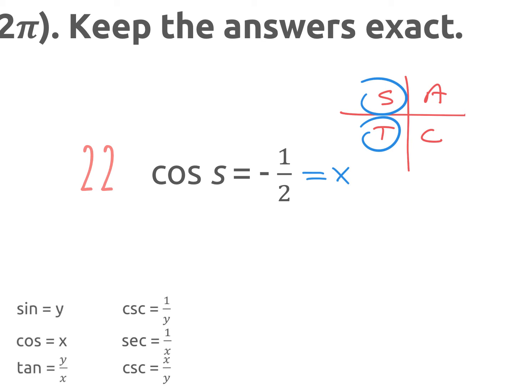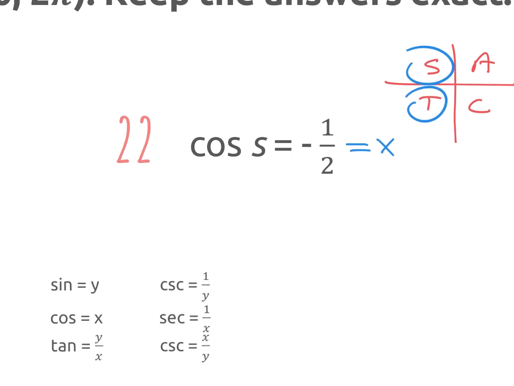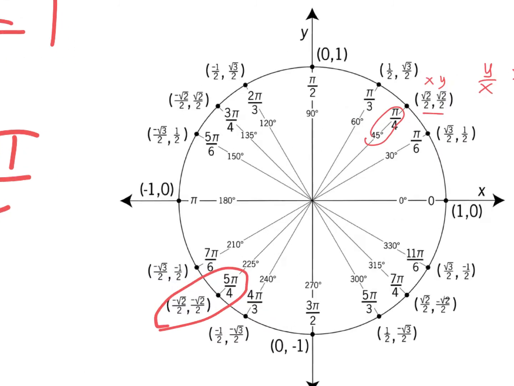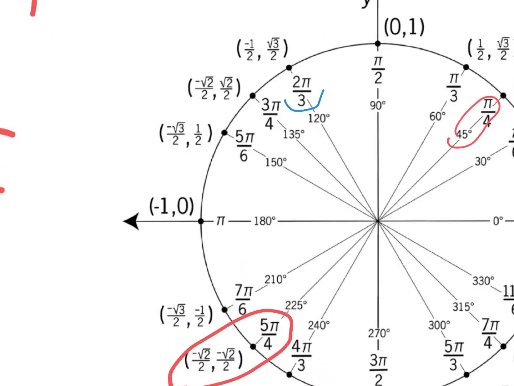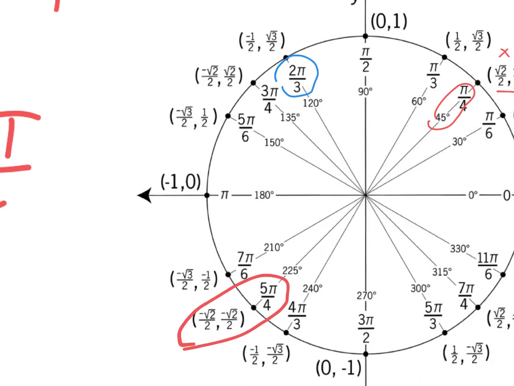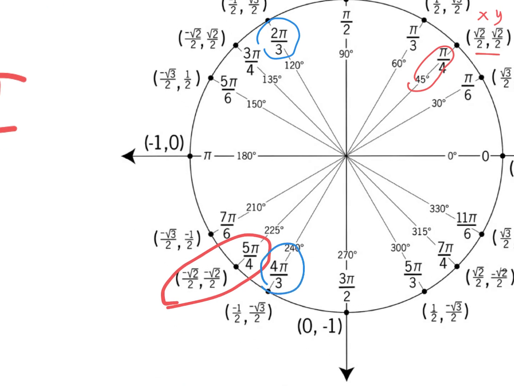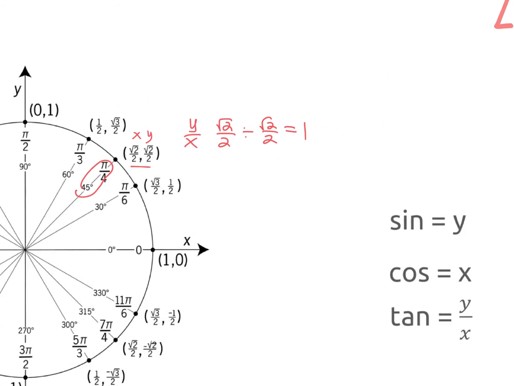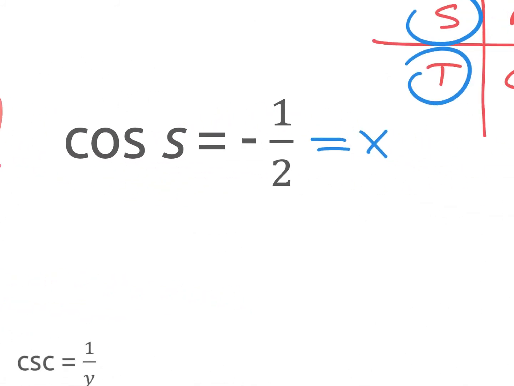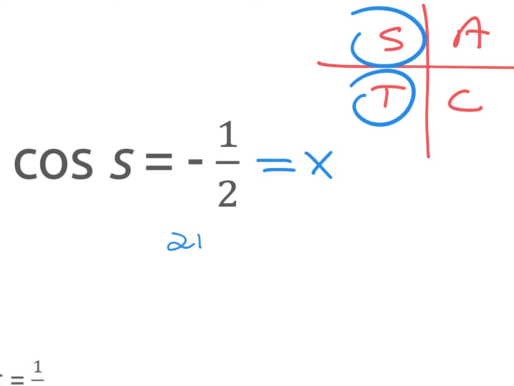If I zoom in here on my unit circle, I can see that x equals negative 1/2 right here and right here. Notice when we're answering these questions, both denominators are going to be the same. So where cosine equals negative 1/2, the answers are 2 pi over 3 and 4 pi over 3. Let's try sine, number 23.